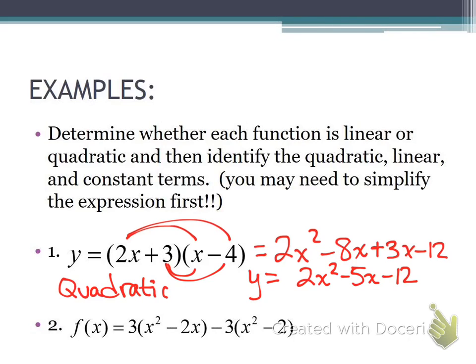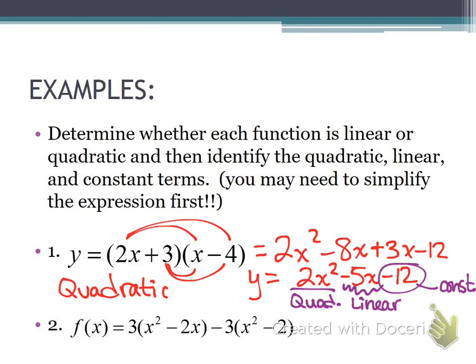And then we have to identify the quadratic, linear, and constant terms. So, looking at our simplified version, can anyone tell me what the quadratic term is? Jacob. 2x squared. So this is my quadratic term. What is my linear term? Negative 5x is my linear term. And what is my constant? Negative 12 is my constant.